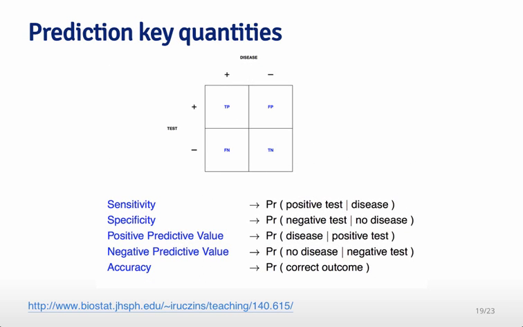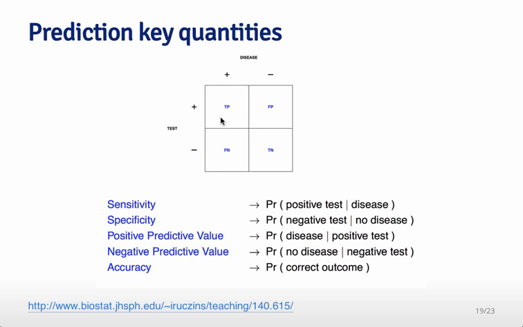For prediction, there are several key quantities that we need to be aware of. The first set of key quantities are the positive and negative statuses. For example, this comes from a medical testing scenario. Suppose you can either have a disease or not have a disease. Plus means you have the disease and minus means you don't have the disease. And you have a test to determine whether you have that disease or not. And plus means the test was positive, and negative means the test was negative.